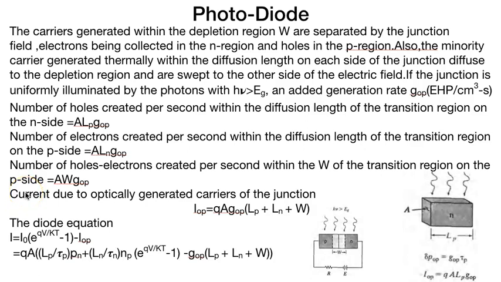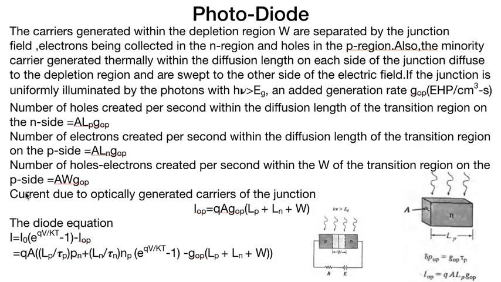Then the number of holes created per second within the diffusion length of the transition region on the N side is area times diffusion length of holes times the rate of generation. The number of electrons created per second within the diffusion length of the transition region on the P side is area times diffusion length of electrons times the rate of generation. The number of holes and electrons created per second within the width of the transition region is given by this formula.